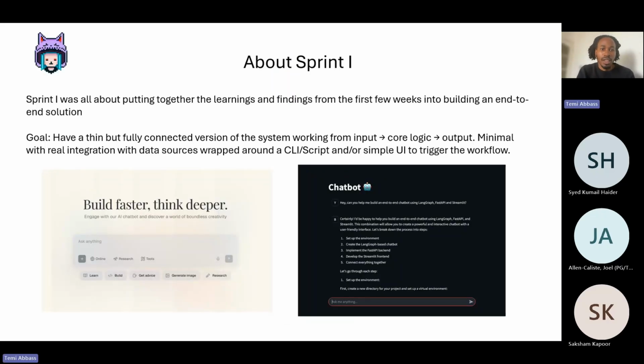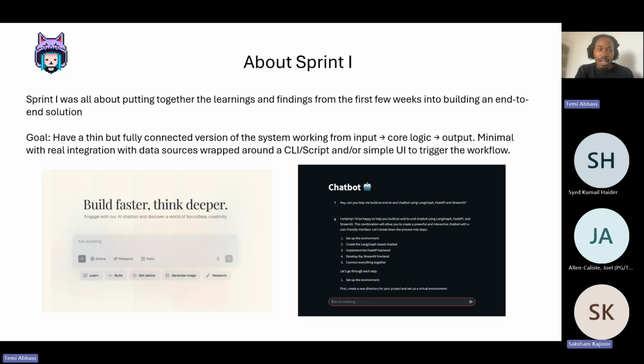About Sprint 1. Sprint 1 was all about putting together all the things we learned in the initial weeks of the research lab program. That included the first drafts, the literature diagrams, and thinking about solutions from a more holistic viewpoint. All of that hopefully went into Sprint 1 and what you were building.